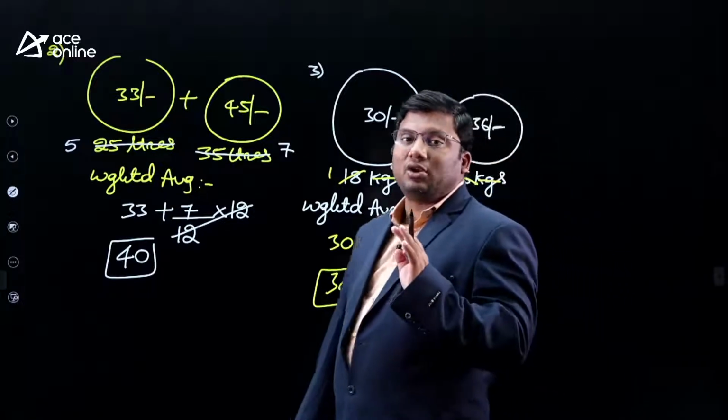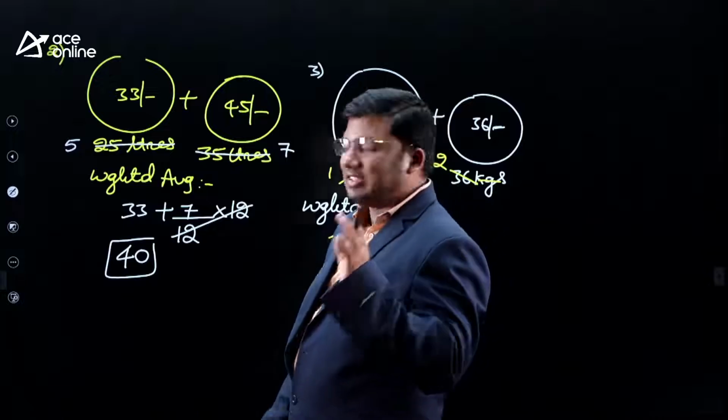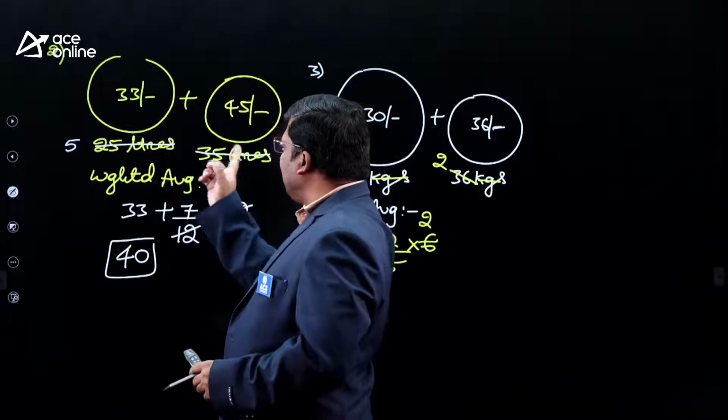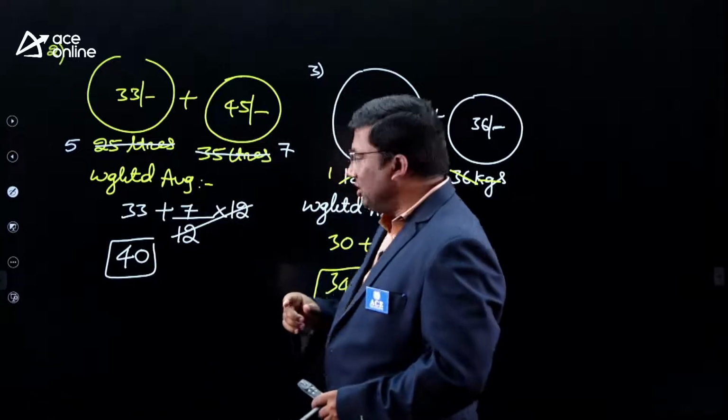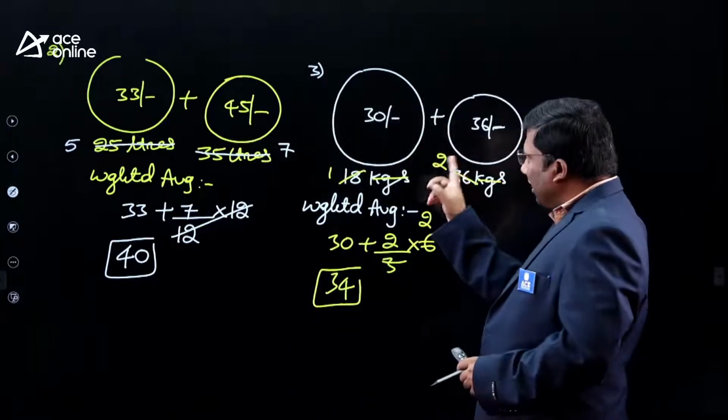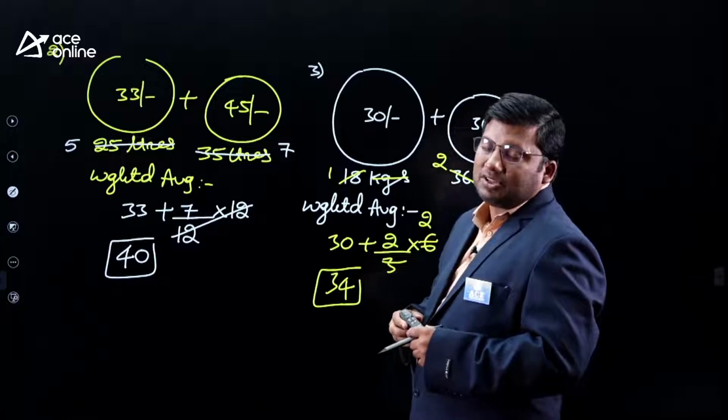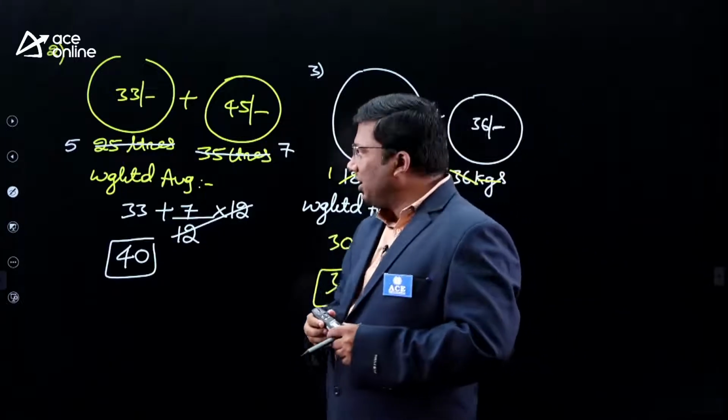Average is greater than lowest value. Average is less than highest value. 33 plus 7 by 7 plus 5, 12. 45, 33, 12. 30 plus 2 by 3 into 6. I hope it is clear.